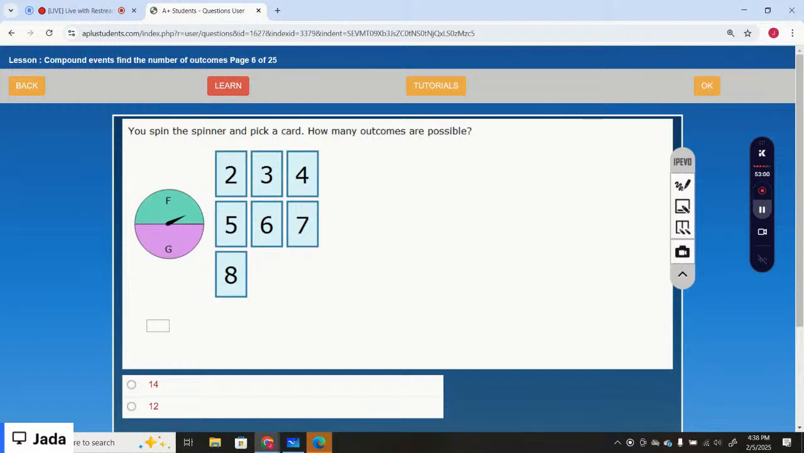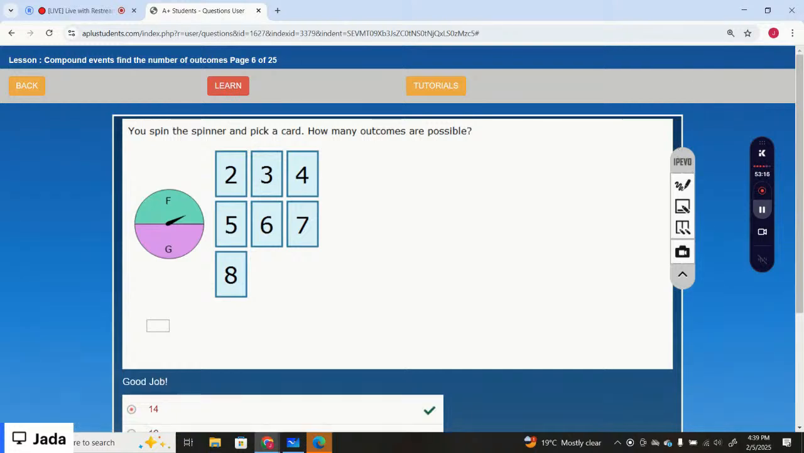You spin the spinner and pick a card. Two times 7, that is 14. Option number 1 is the correct option.